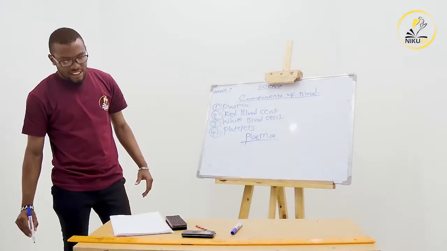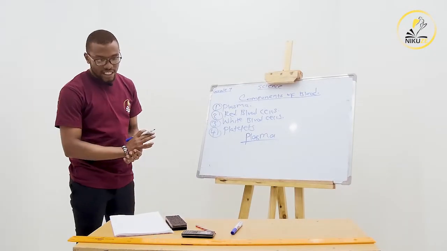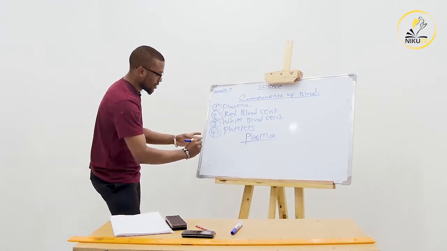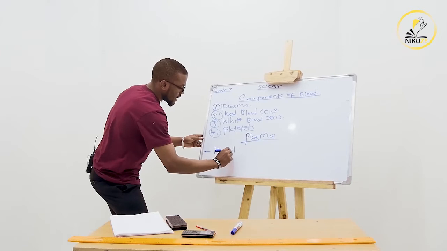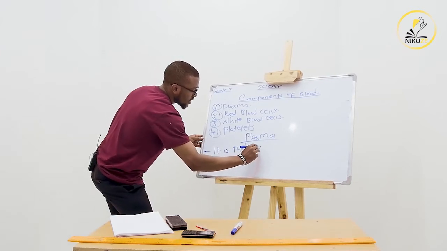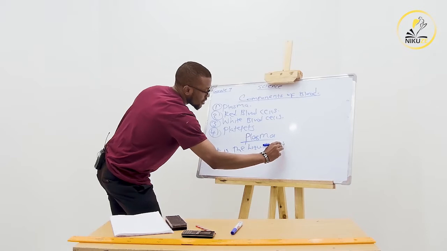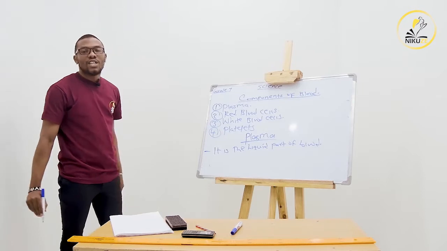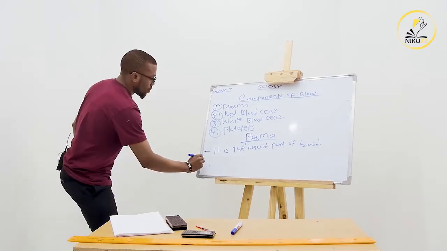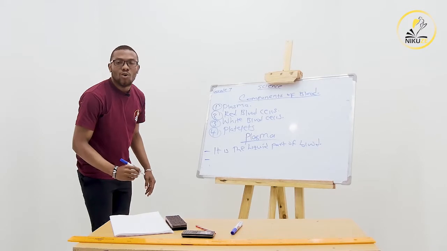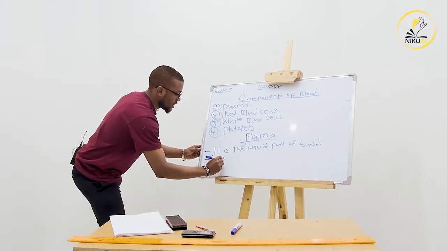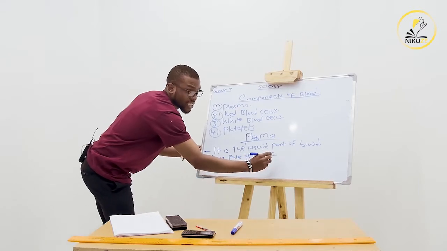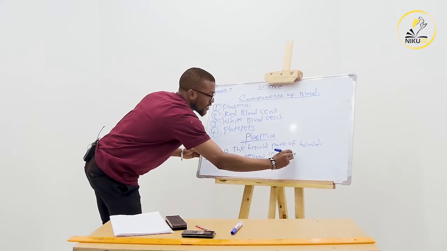So plasma, this is the liquid part of blood. It is the largest part actually of the blood. Number 2, one thing that you should know about it is that it is pale yellow in color. It is pale yellow. Very important.